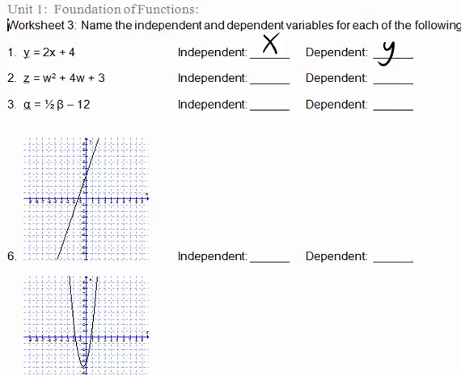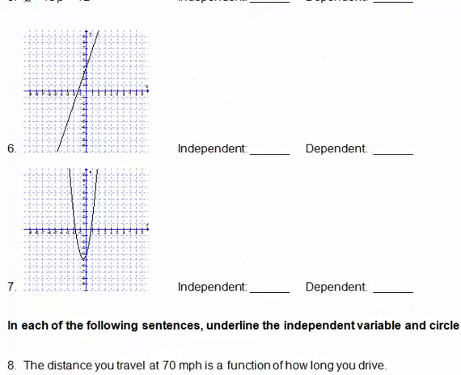All right, on the graphs, again, we know that X is independent, Y is dependent, but we don't always use X and Y. This is R and S, but still the one that is on the x-axis, on the horizontal axis, is the independent, and the one that's on the vertical axis, on the y-axis, is the dependent. So independent would be R, and dependent would be S.